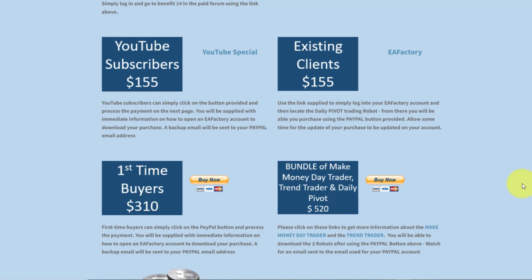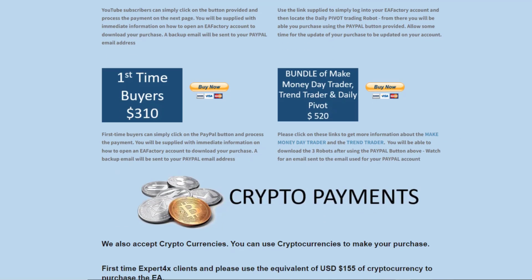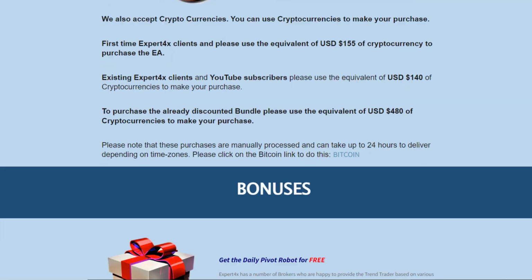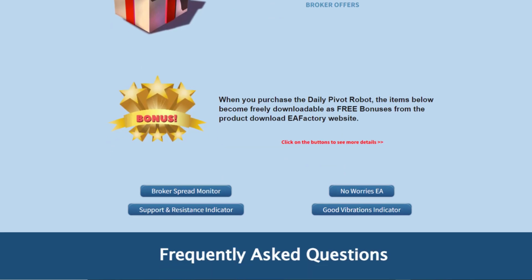Now I must just stress, this has not happened yet. You cannot buy it yet. The launch has not occurred. I'm just giving you this information so that you can start planning what approach you want to use to purchase the EA. You can also purchase the EA using cryptos, and there are the details, and the exact amounts that you need to use for your crypto purchases are shown. So that's pretty easy. And there's a couple of bonuses that go with it.